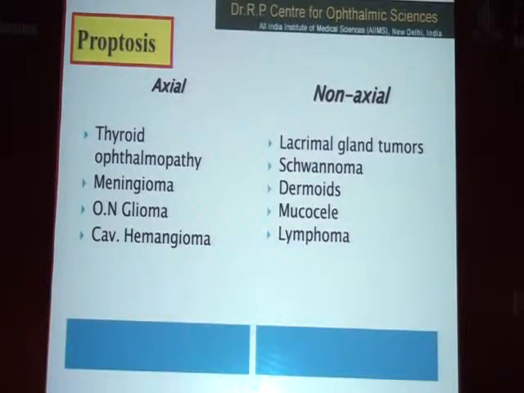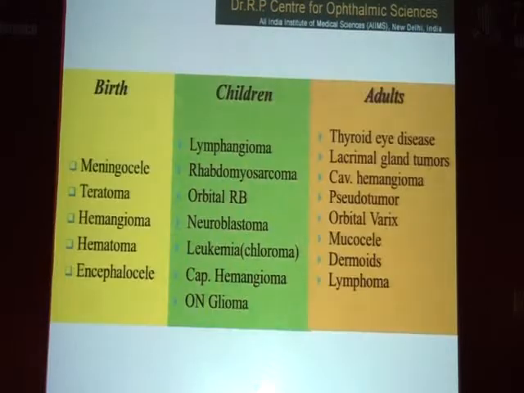If the patient is presenting with axial proptosis, first and foremost it will be thyroid ophthalmopathy, or a meningioma in an old patient, optic nerve glioma if the patient is in the first decade, or a cavernous hemangioma if it is in a female in her 30s or 40s. And in non-axial proptosis, you should look for a lacrimal gland tumor, schwannoma, dermoid, mucocele, or lymphoma.